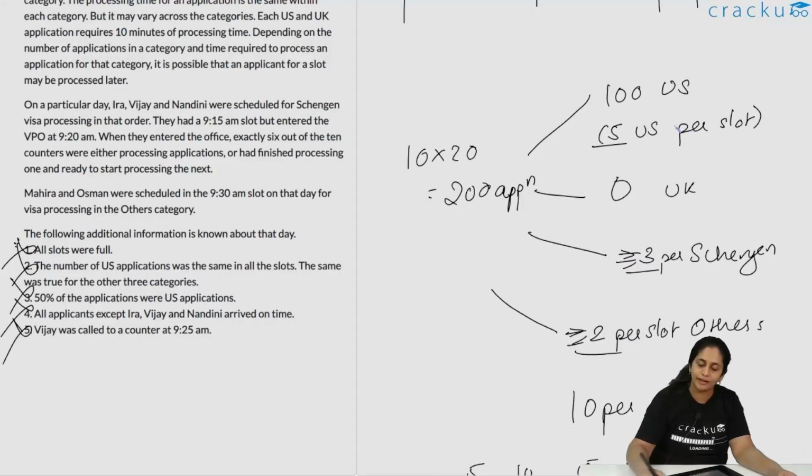Now, after I figure out this, the 100 US applications are 5 per slot, each takes 10 minutes. The UK applications are 0, so I can ignore. The Schengen applications are 3 per slot, each takes 12.5 minutes per application. There are 2 others applications per slot and it takes at max 5 minutes per application. This I have been able to figure out.